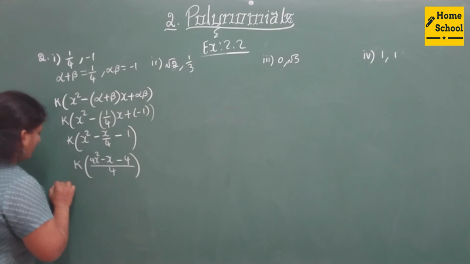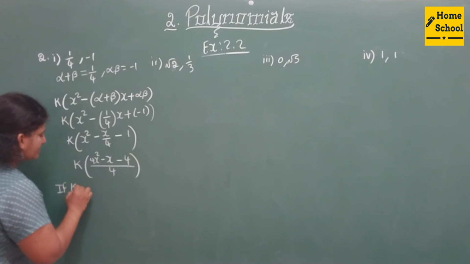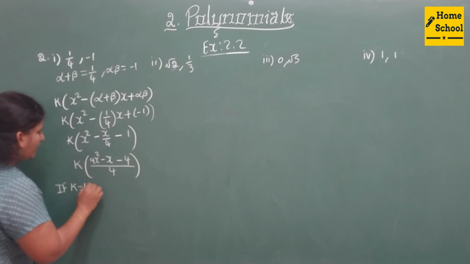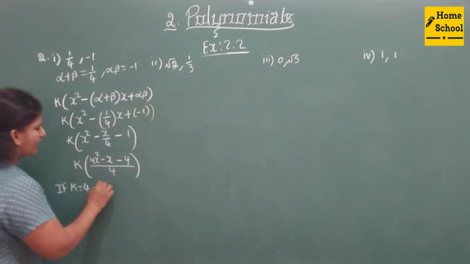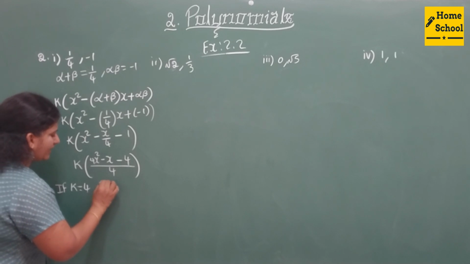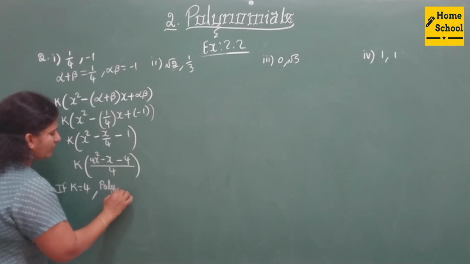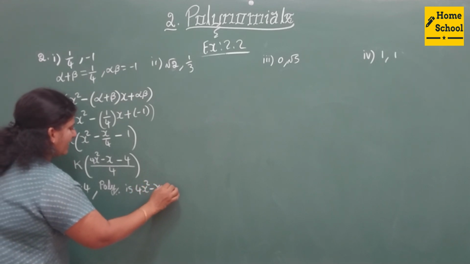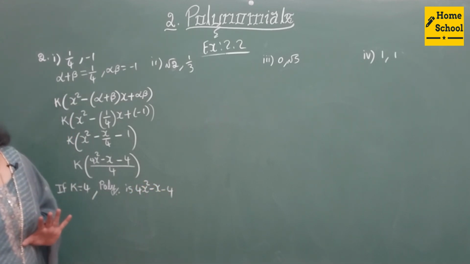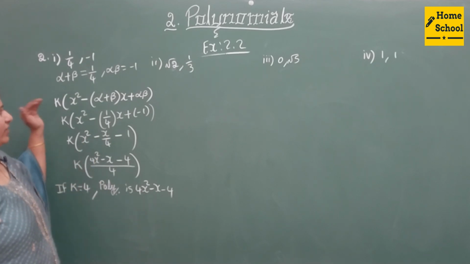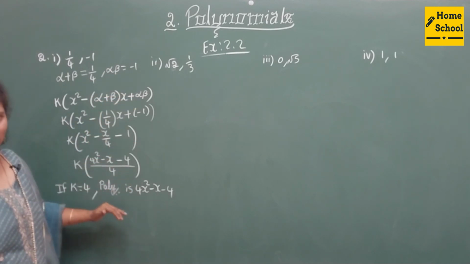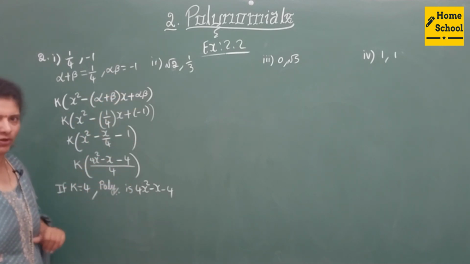Right? So now if k is equal to, what do you have here, denominator, take that value only. If k is 4, then the required polynomial is 4x square minus x minus 4. That's it. Right? So write the formula, substitute alpha plus beta value, do LCM and get the polynomial.